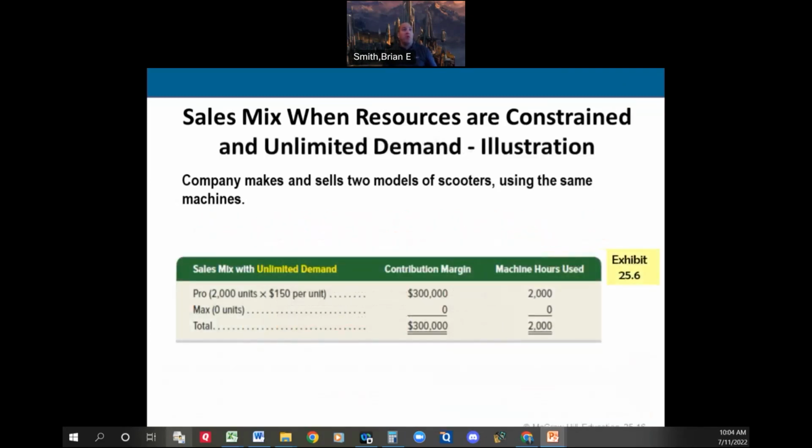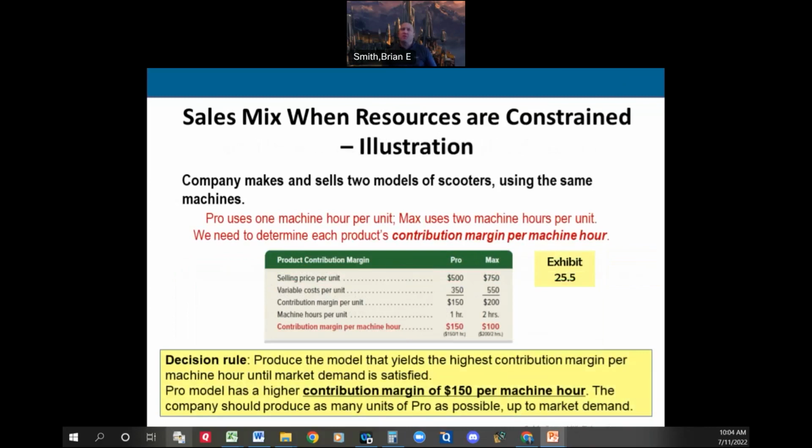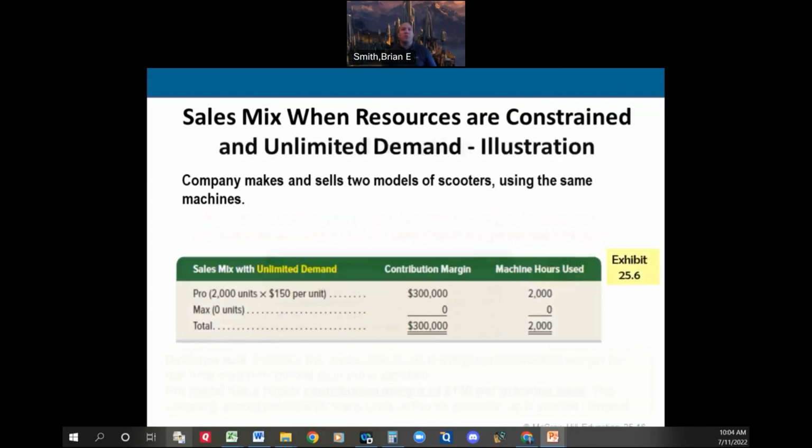So looking at the Pro, we want to say this is with unlimited demand. It doesn't give us one for constraint. Well, if it's unlimited demand, then we're going to sell all of what we want in the Pro because it's going to make us more money. But you're going to have people like me that say, I don't want the Pro, I want the Max, I want the better one. So you're going to have some limited demand as far as the sales mix goes.